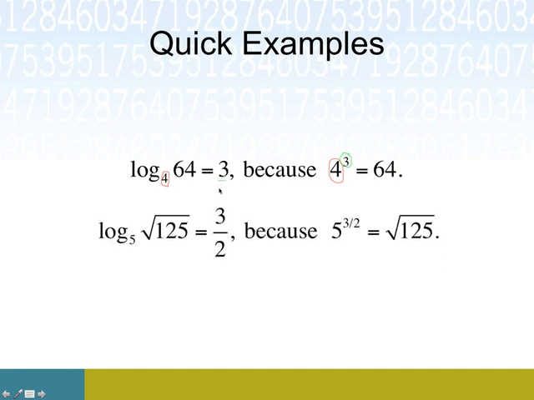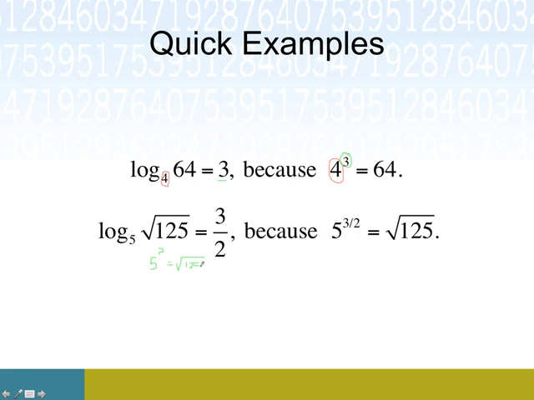Slightly more complicated, but the same principle. We've got a base of 5. And basically, the question that a logarithm asks is, if this is my base, what exponent do I need on 5 to get the square root of 125? So in other words, the question this is trying to answer is 5 to the what equals the thing inside of the logarithm. So in this case, it's the square root of 125.